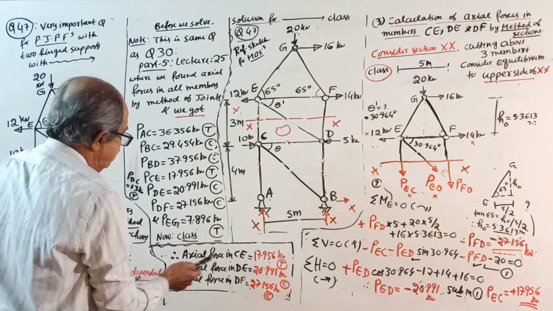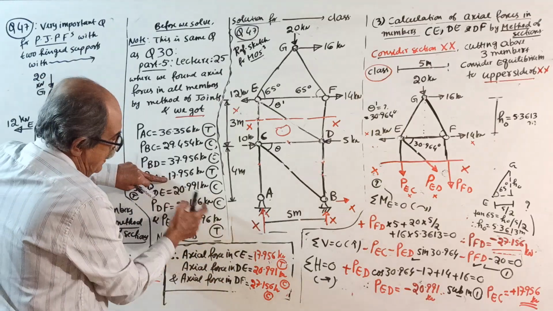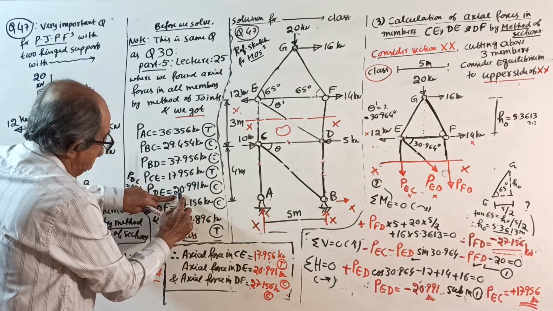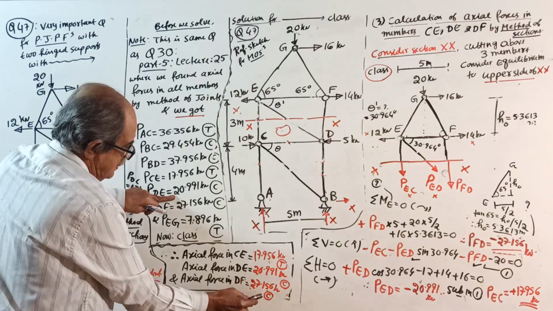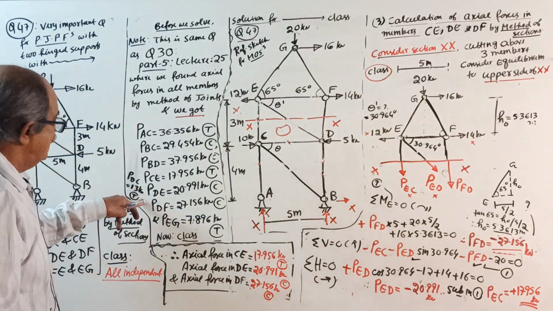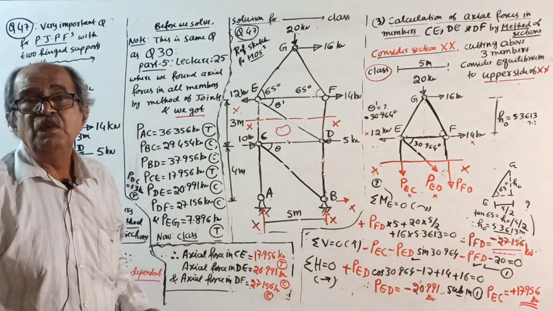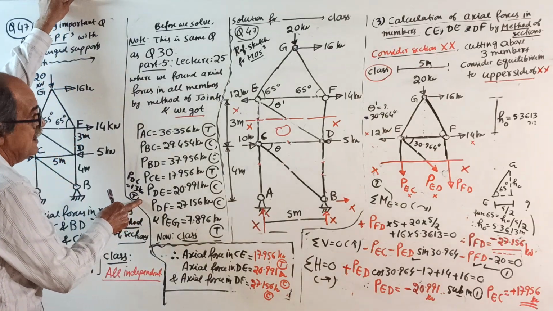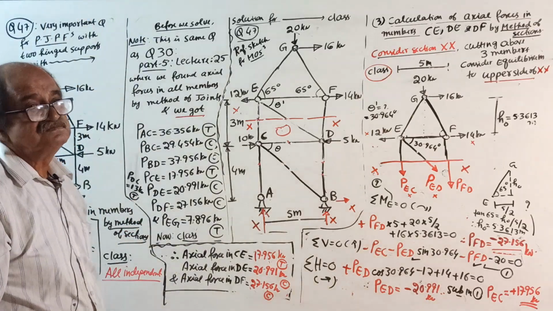Check the answer. CE 17.956, DE 20.991 compression, DF 27.156 compression. See, I checked the YouTube and got the answer correct. It was 13 kN tension earlier. Forgot to write the answer result here.